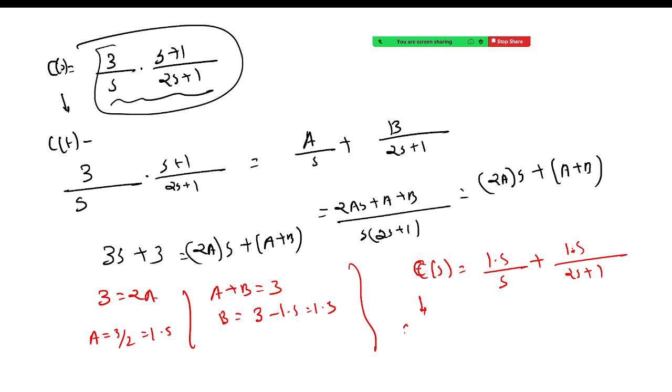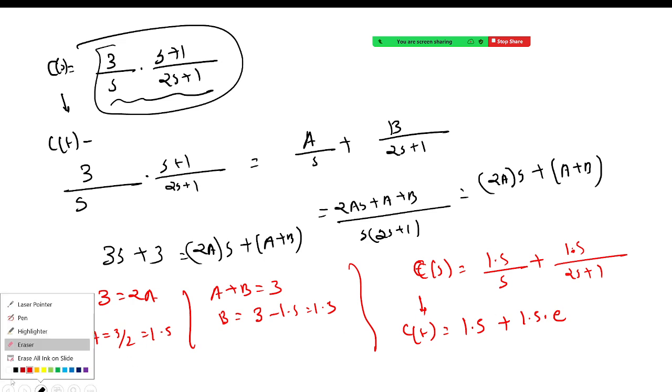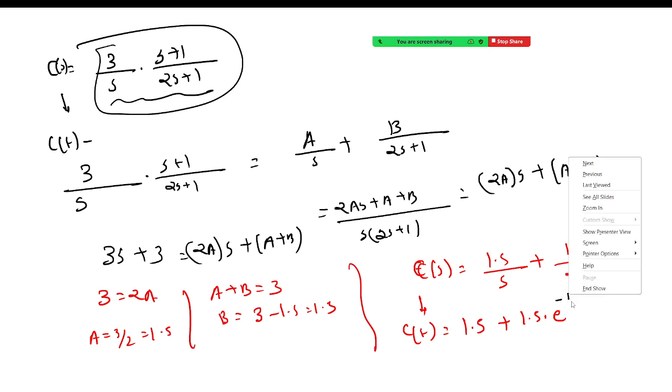So now if I want to convert this into C(t), can I write 1.5 plus C(t) is equal to 1.5 into e to the power minus t... S plus a, so minus S plus a. So I hope you people remember the formula. So S plus a will be equal to minus 1 by 2t, right? 1.5 into e to the power minus t.